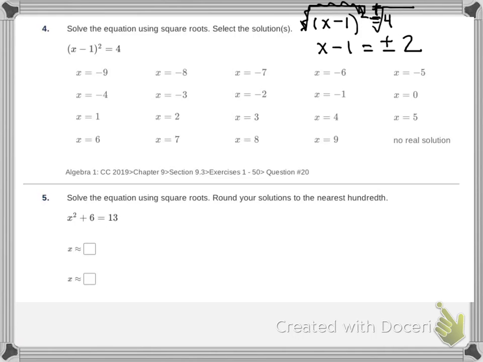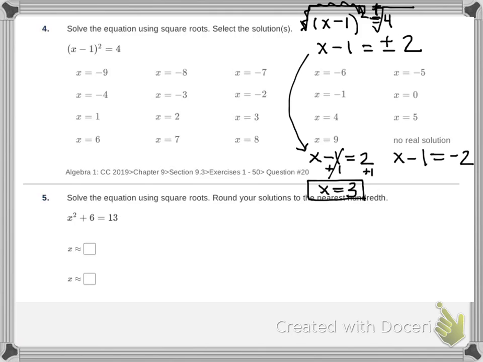All right, at this point I want to make 2 different answers, and I'm going to make 2 different equations. X minus 1 could equal positive 2, you don't need to write the positive, and then x minus 1 could equal negative 2. So there's the plus and there's the minus. Now you've got 2, I call them baby equations because they're so cute and adorable. And x equals 3. That is going to be one of my answers.